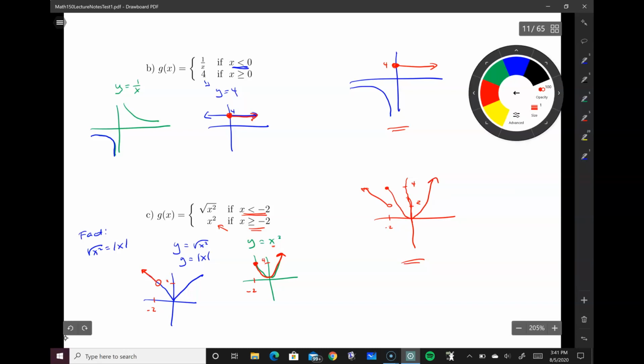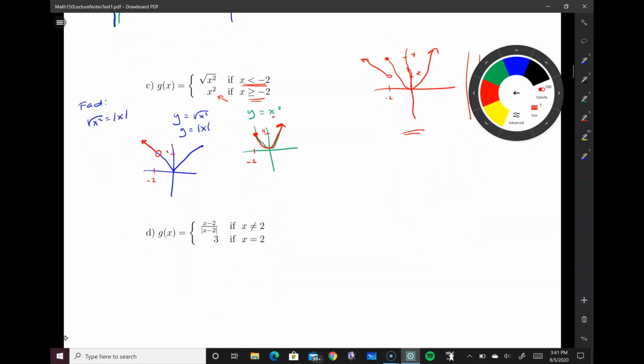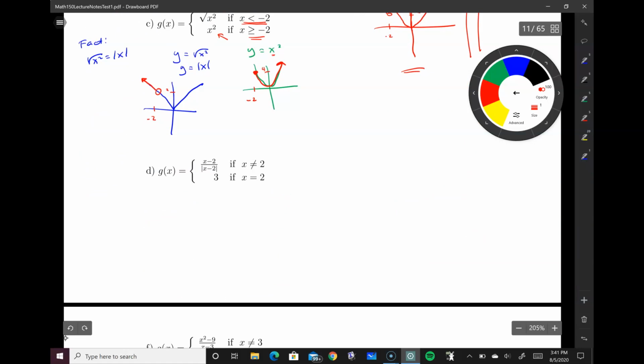At the end, we should be able to draw a vertical line at any point in the graph and have it touch at only one point, because this is a function. So functions pass the vertical line test. All right, so let's put this graph together.